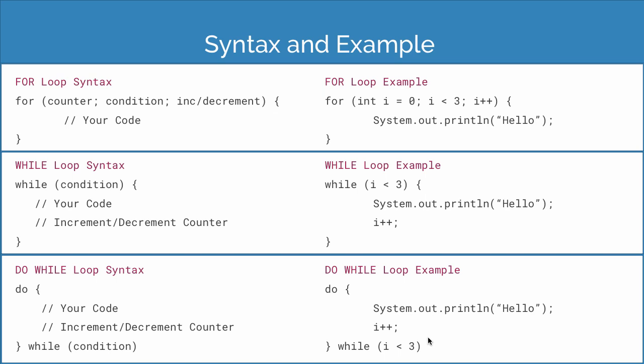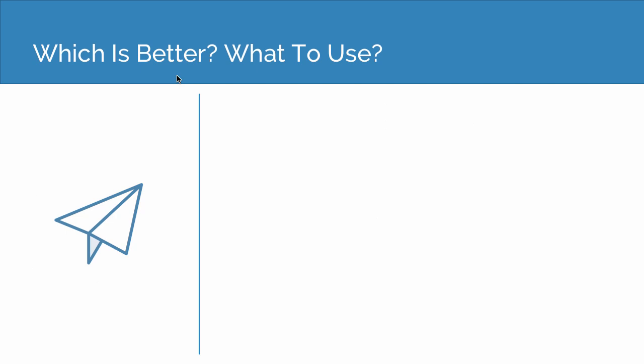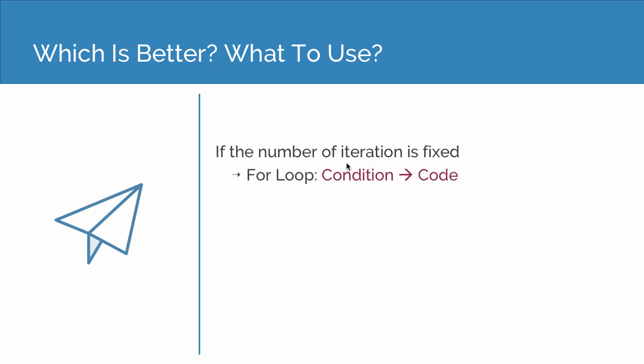So at the end, one question must be popping up in your mind. Which loop is actually better and what we should actually use in our program? So let us check out the first case. If the number of iterations is actually fixed, in that case simply use the for loop. And notice in case of for loop, we first check the condition and then execute the code.